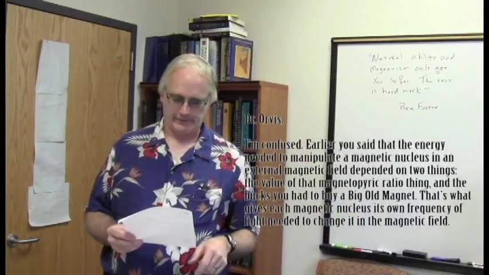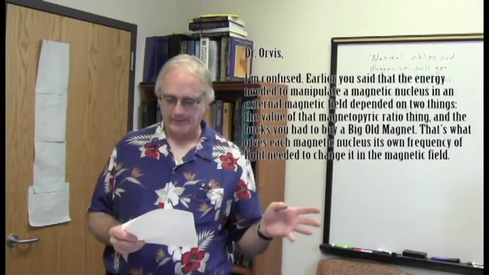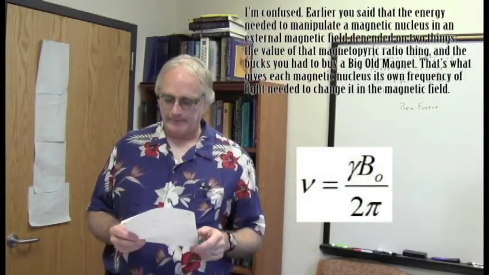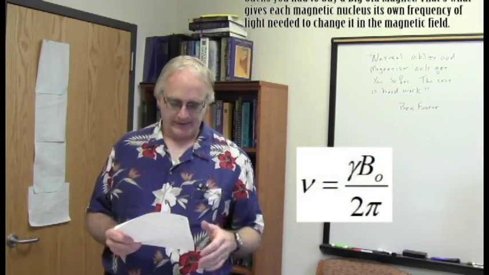As you might expect, faculty get a fair number of emails from students over time, and I wanted to share with you one that I got recently that somehow made it past my spam filters, because it's relevant to the stuff we're talking about right now. And it says, Dr. Orvis, I'm confused. Earlier you said that the energy needed to manipulate a magnetic nucleus in an external magnetic field depended upon two things. The value of that magnetogyric ratio thingy, and the bucks you had to buy a big old magnet. That's what gives each magnetic nucleus its own frequency of light needed to change it in the magnetic field.